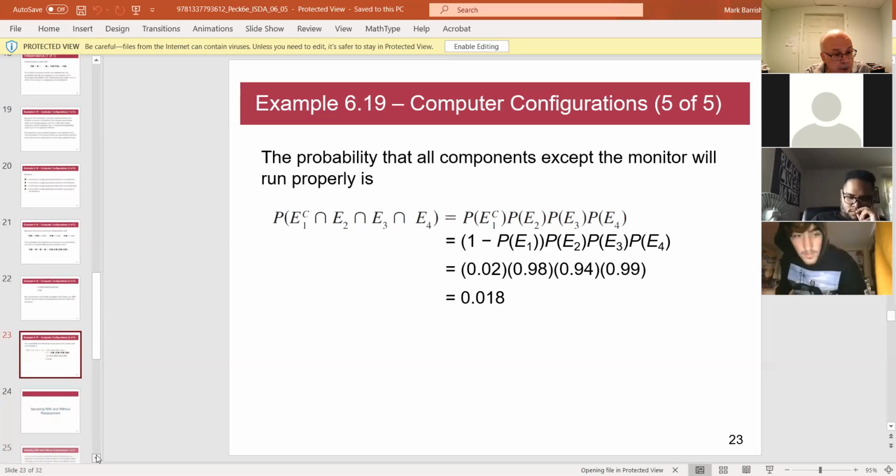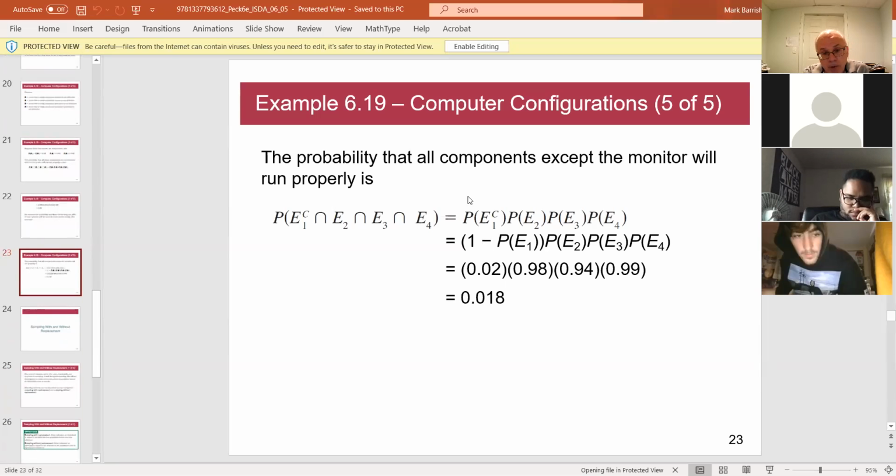Okay. Notice we can do this because if these components are independent of one another, if these events are independent of one another, the complements are also independent. That's why we can multiply the complements also.